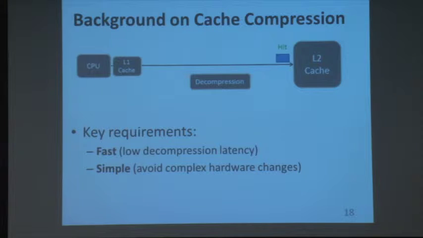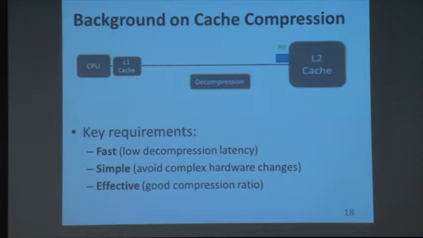Both compression and decompression now need to be done in hardware. So it's not software anymore. It should be implementable on-chip with a reasonable amount of complexity, or maybe not that complex hardware. And then it should be effective. The effect of the increase should justify all these changes that we are proposing. So it should be a visible increase in the last level cache size.